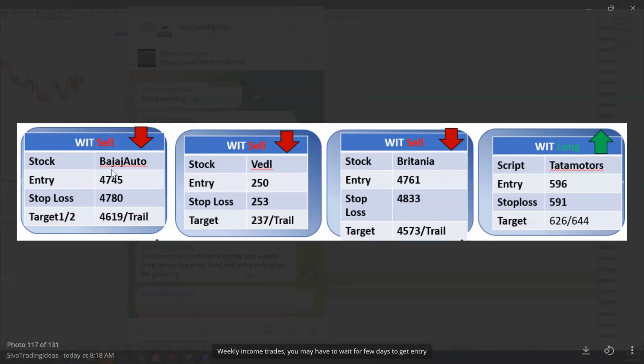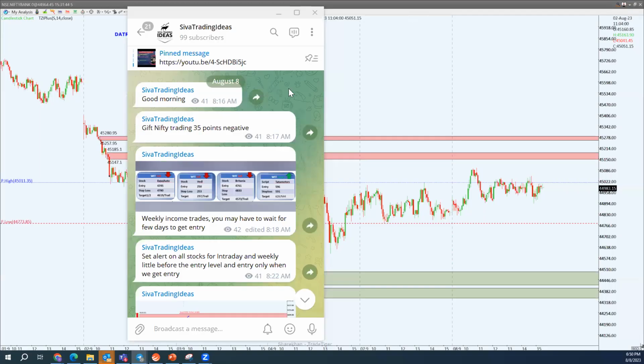All you need to do is mark the levels on your chart, wait for the price to come to your entry level, then only we make the short position, or even the long position, when we get entry at the desired price.